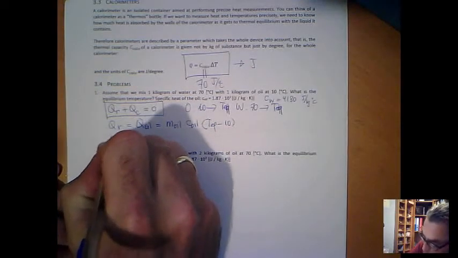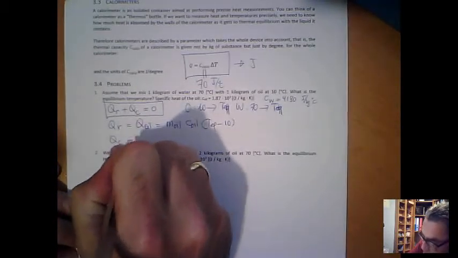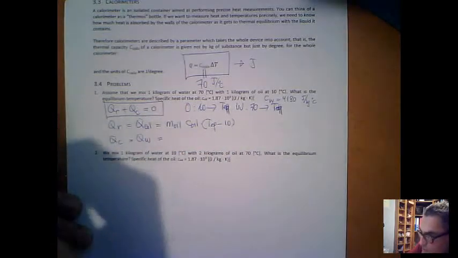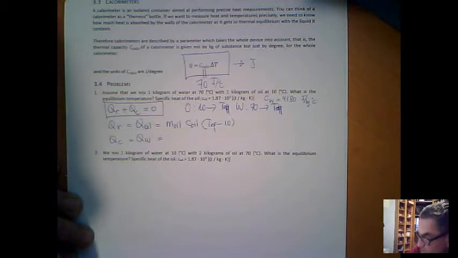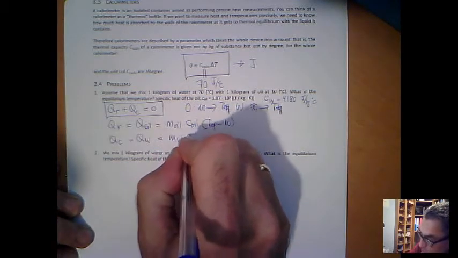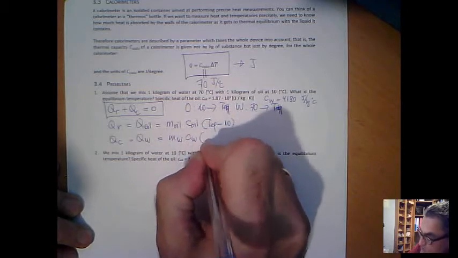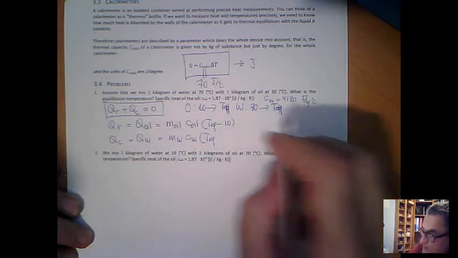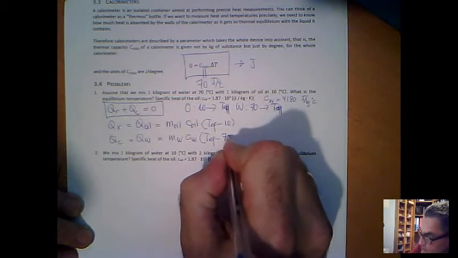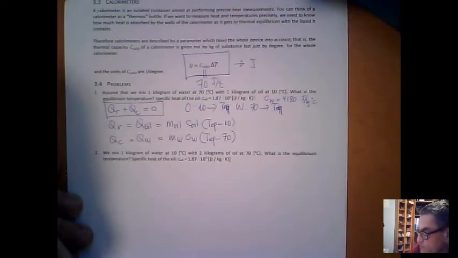And then the quantity of heat which is ceded or given away is the quantity of heat of the water. The water is going to lose energy and give it to the oil. And so this is going to be the mass of the water, the C of the water, times the equilibrium temperature minus the initial temperature of the water, which is 70.